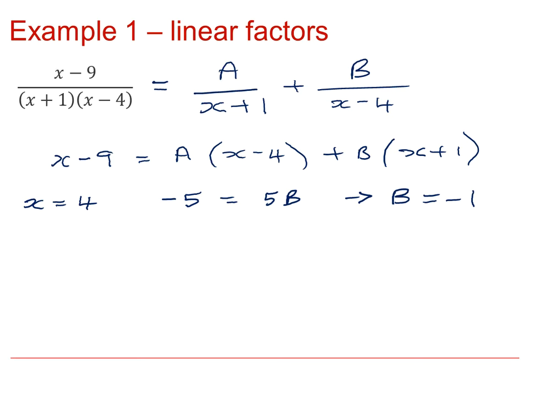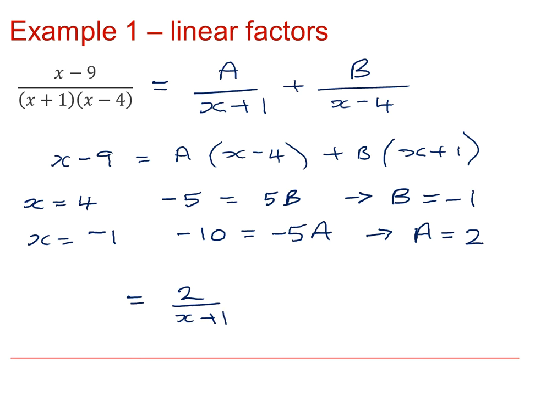If we choose x equals minus 1, then x minus 9 will be minus 10, and we will have minus 5 lots of A and 0 lots of B. Therefore that tells us that A must be 2. So we can write that that fraction is going to be 2 over x plus 1 minus 1 over x minus 4.